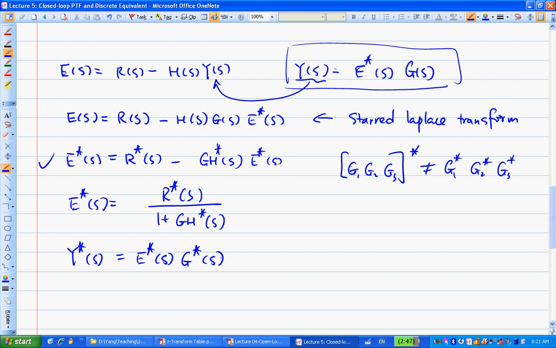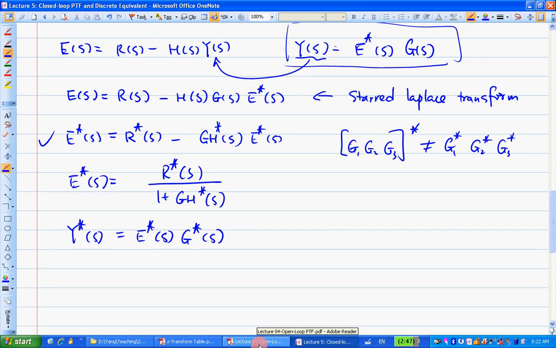Could you explain again what the difference is between GH star of s and G of s times H of s? What is the difference between GH star of s, or G of s times H of s, compared to, say, G star H of s? Is it the same? Here I multiply them together, and then you take the star Laplace transform, right? Are you saying G star of this multiplied by H star of this gives you this? I'm just wondering, you're basically making a discrete sort of transform to it?